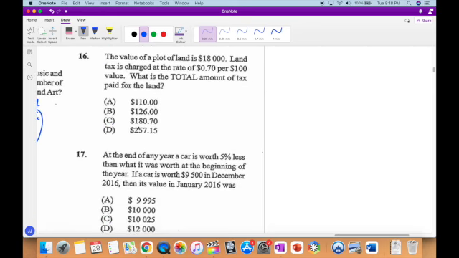The value of a plot of land is $18,000. Land tax is charged at a rate of 70 cents per $100 value. So how many $100 do we have in 18,000? We have 180 $100 values, and 180 multiplied by 0.70, and that will give us about $126.